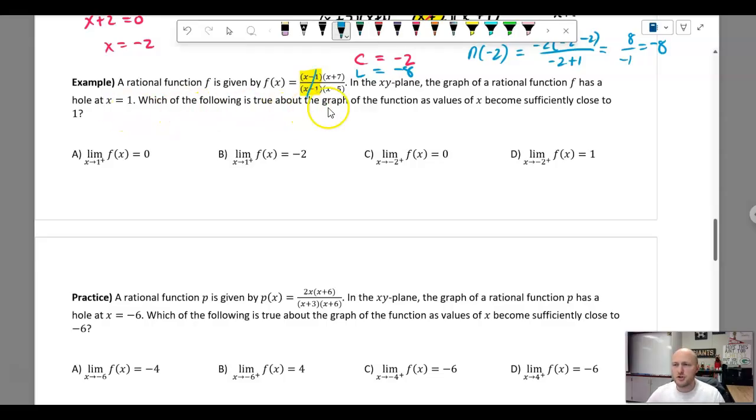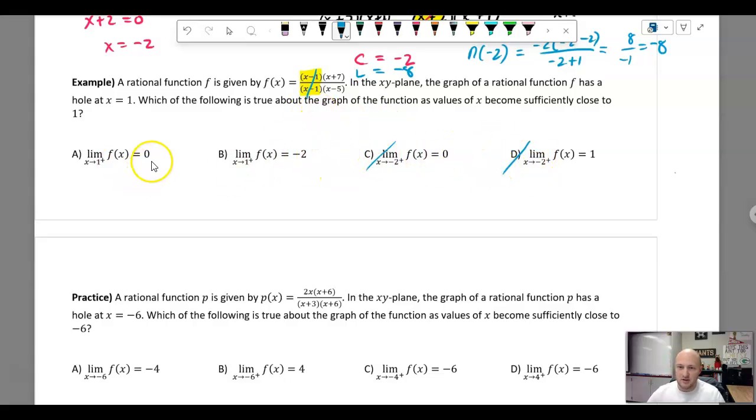They say, which of the following is true about the graph of the function as values of x become sufficiently close to 1. So here's what we're going to go ahead and do. They have limit statements here, and they want to know as x becomes sufficiently close to 1. This is this idea of a limit. As I get really, really close to a certain value, what does the y value approach? Well, since they want to know what happens as the x value becomes sufficiently close to 1, check out these two. You see how they say as x approaches negative 2? Those are talking about x equals negative 2. So ignore those. Those are not going to be answers.